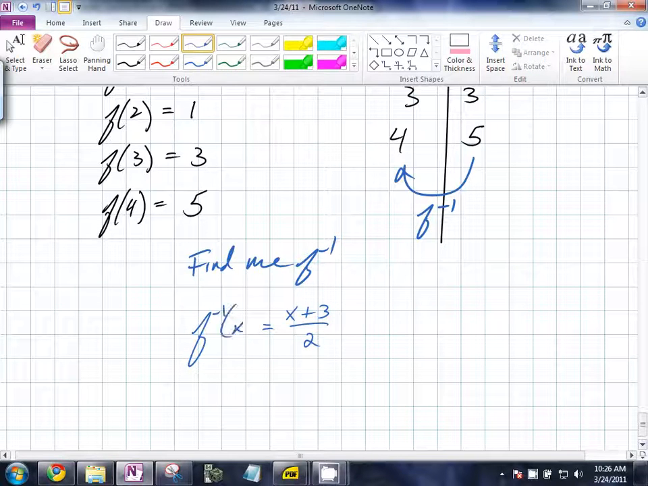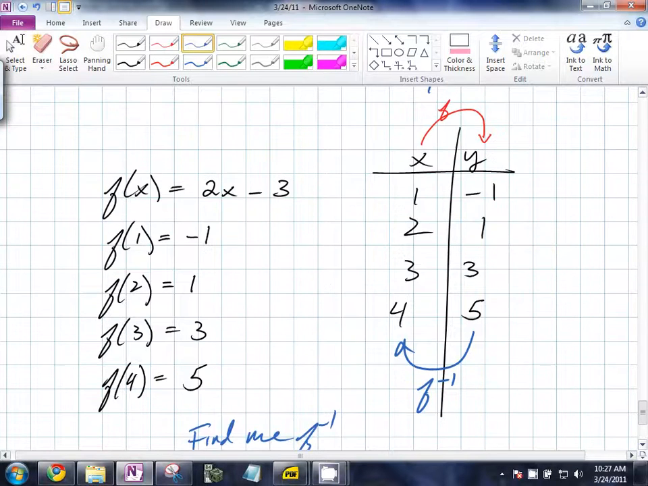Let's try that. Add 3 to 1 and you get. Divide by 2 and you get. Add 3 to 3 and you get. Divide by 2 and you get. Add 3 to 5. Divide by 2. Add 3 to negative 1. Divide by 2. So did it work?